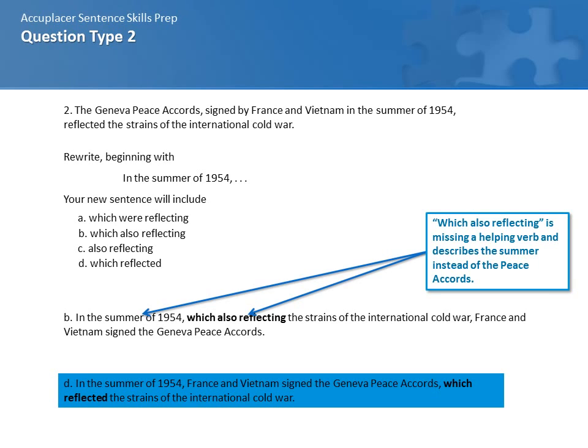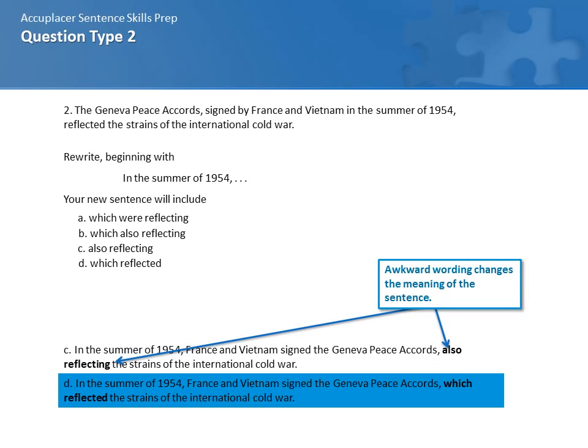So B doesn't work. C, also reflecting, is problematic. A sentence using that might read, in the summer of 1954, France and Vietnam signed the Geneva Peace Accords, also reflecting the strains of the international Cold War. This is problematic because this wording changes the meaning of the original sentence.